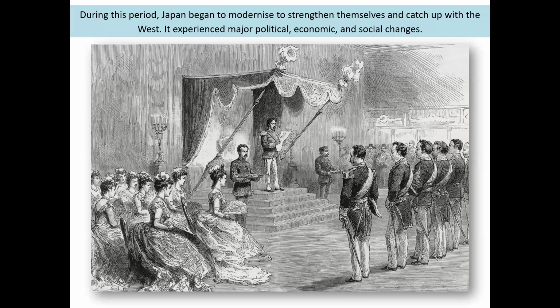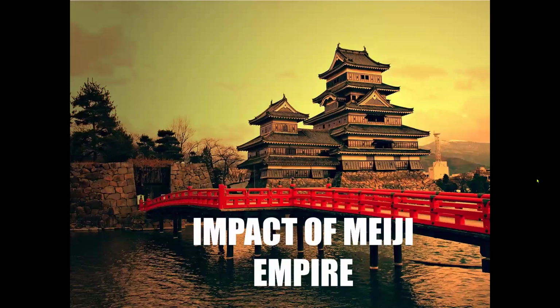So you can see in this picture the way that Meiji, the emperor, was wearing very much Western clothing. Okay, and it experienced what we call a lot of changes, because the world was changing, and the Japanese wanted to be part of the world or the world power. All right. Now, what is the impact of the Meiji Empire?